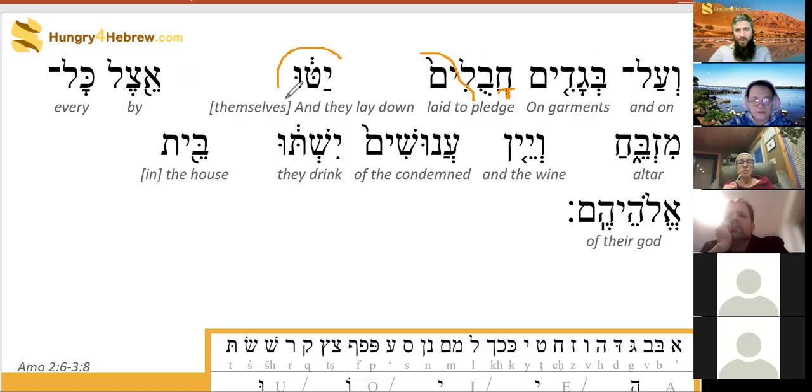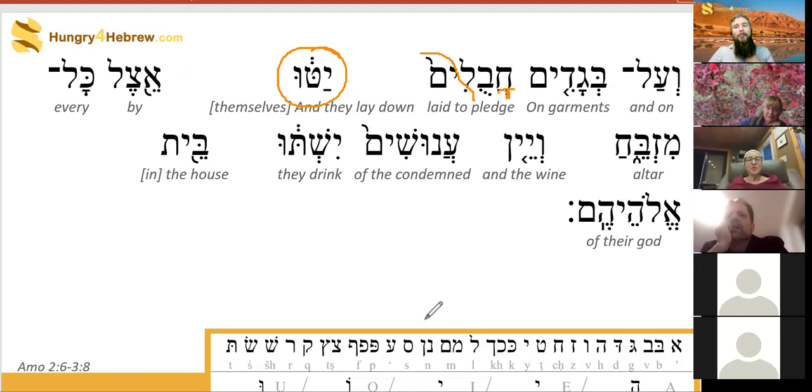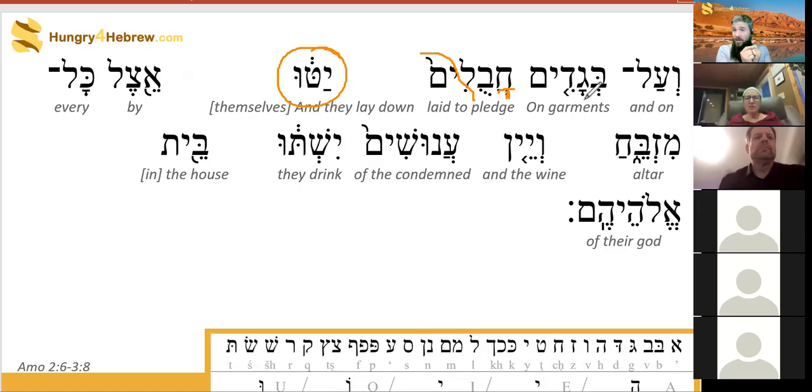Yatu. Wait a second, what was yatu? We had it earlier. To pervert or turn aside, or decline or incline. So here, lay down. Yeah, they're lying down. So you get to see the parallel between perverting justice and lying around on someone's pledged garment that they're supposed to give to the poor person before the sun goes down, lest they call out to God and terrible things happen to that person.